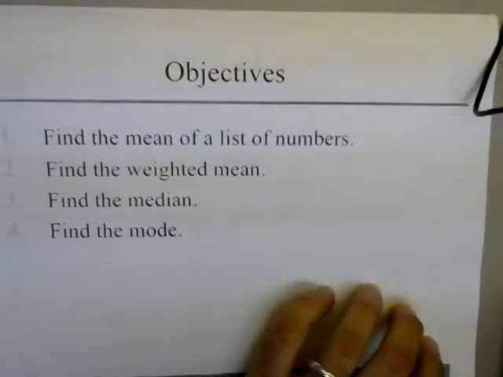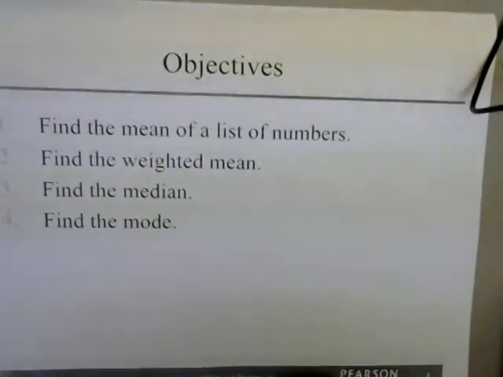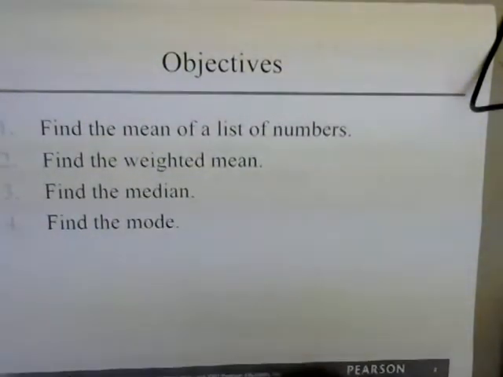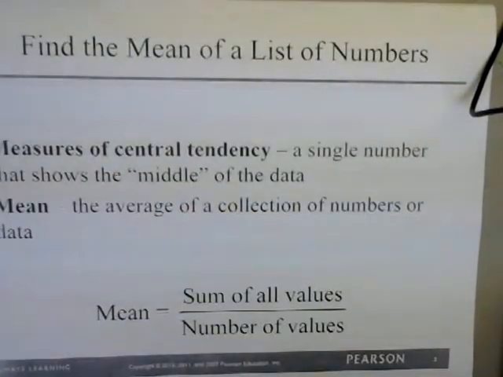So objective 1 is about finding the mean of a list of numbers. Objective 2 is to find the weighted mean. Objective 3 is to find the median, and objective 4 will be to find the mode.